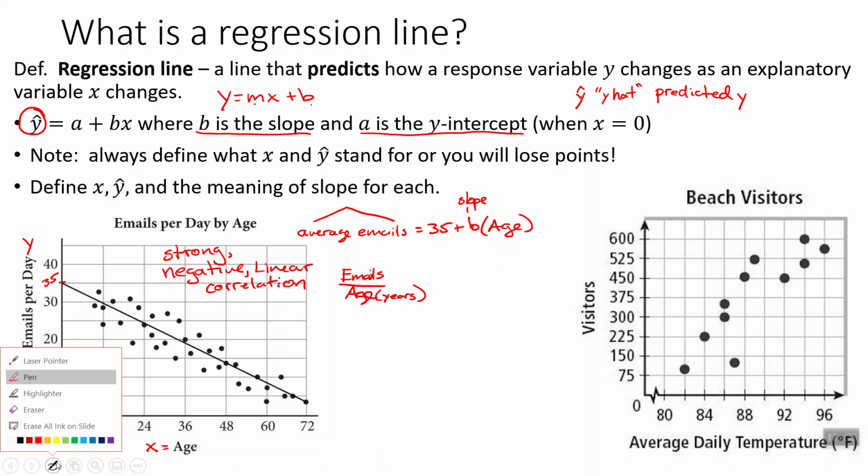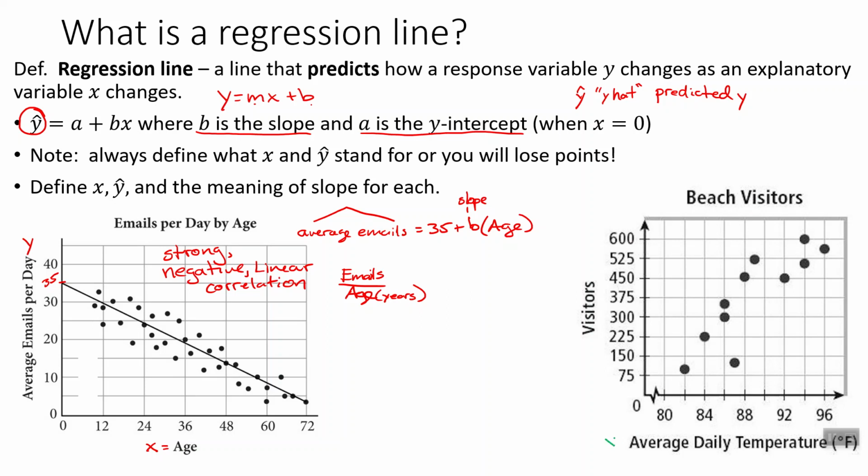All right, let's take a look at the other one over here, and see if we can do the same sort of thing. So we've got beach visitors. We're looking at average daily temperature in degrees Fahrenheit. That's our x. And the number of visitors to, I suppose, the beach here is our y. It does look like there's some sort of linear relationship here. It looks like it's increasing. That's probably not the line of best fit, but that is a regression line of some sort. It looks pretty good, so I'd say this is a strong, positive, linear relationship going up.